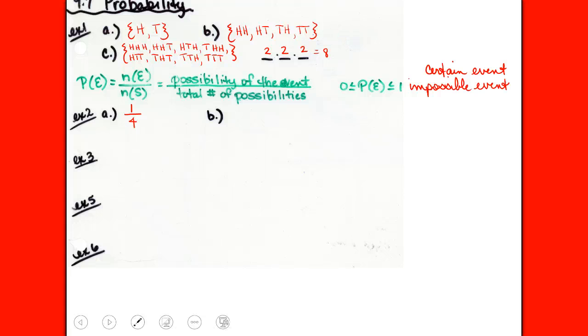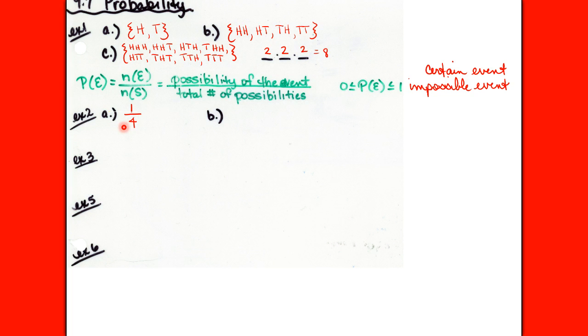So the probability is going to be the possibilities of the event. There was only one way that could happen, out of the total number of possibilities. There were 4 different outcomes possible. All right, look at B.